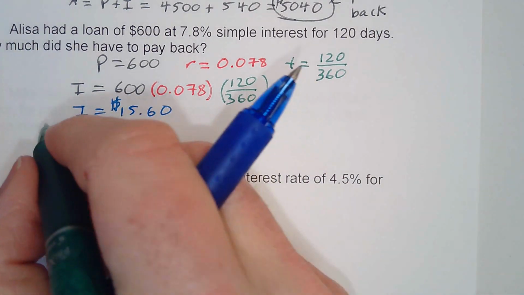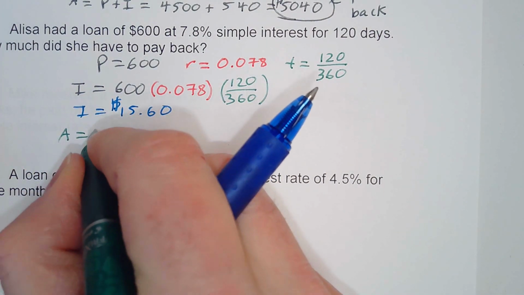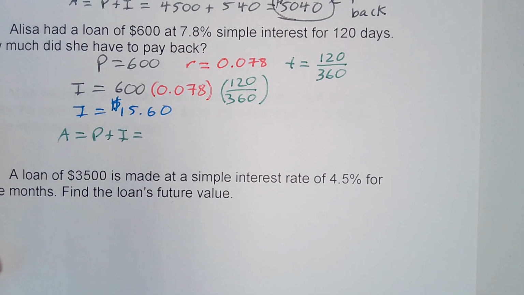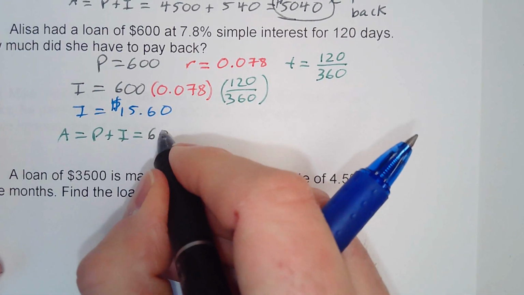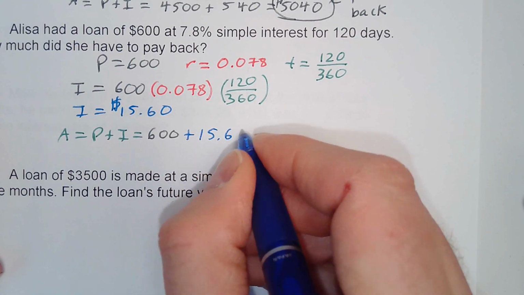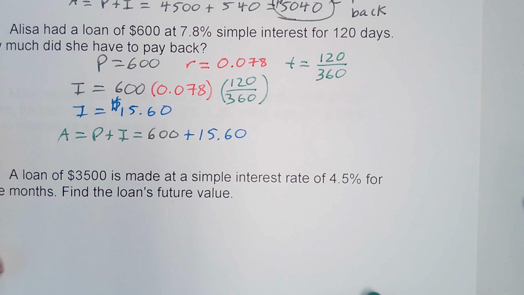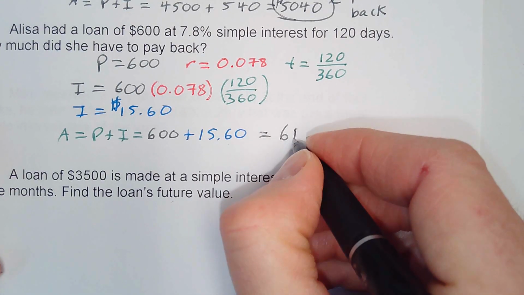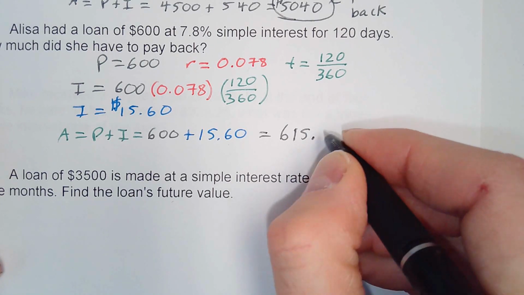So the total amount she had to pay back would be 600 plus $15.60. So that'd be $615.60.